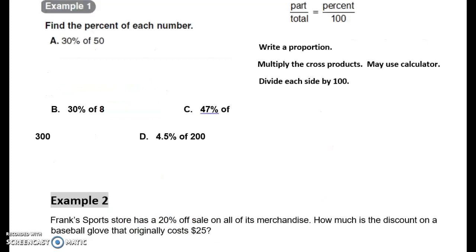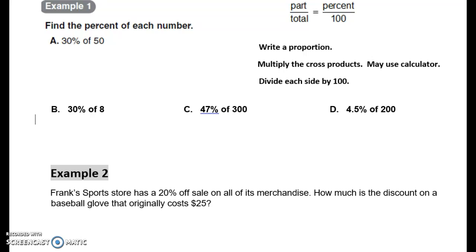Okay, so now we have 30% of 8. In 1 second. It looks like my formatting has gone weird. Okay, so now we have 30% of 8.